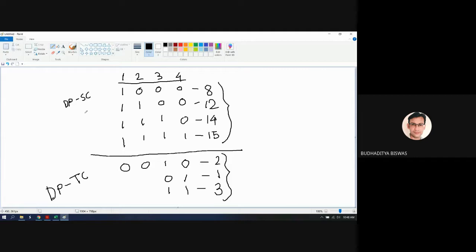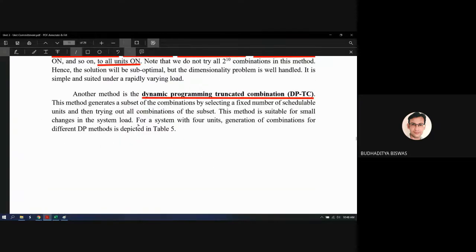So DPSC is the method where all the units should be inside our programming and we should commit all the units one by one. And in DPTC, we are not actually doing this. When the load demand is varying in a very small range, then we use this one, and here all the units are not committed. Particularly some selected units must be committed here, and we use the various combinations of these units to find out the load demand. That will be more clear when you do the example.